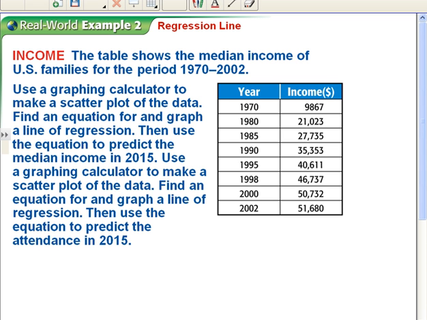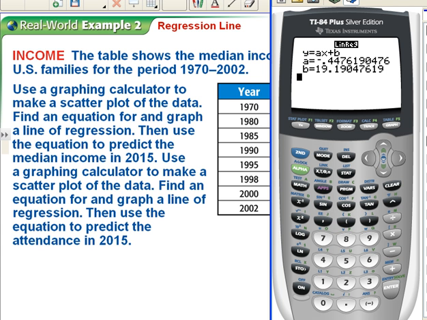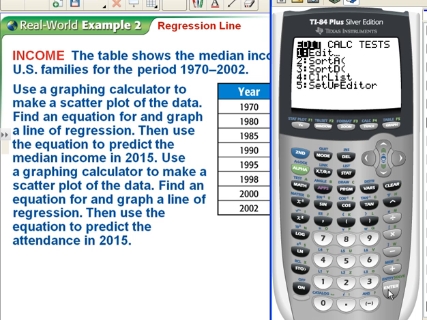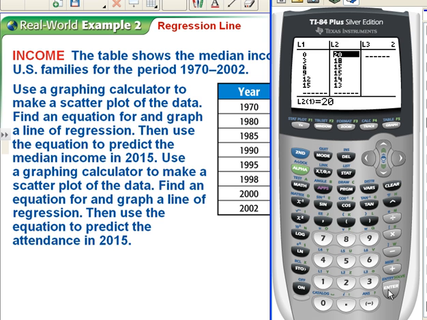Okay, again, let's do another example. We've got the data, we've got to put it into our graph, and we're going to make a scatter plot. We have to find the equation, graph the line, and then use the equation to predict the attendance in 2015. Alright, so again, go back to your calculators. You'll press Stat, Enter for edit. You'll press up to clear out your list. And on L1, clear out your list.